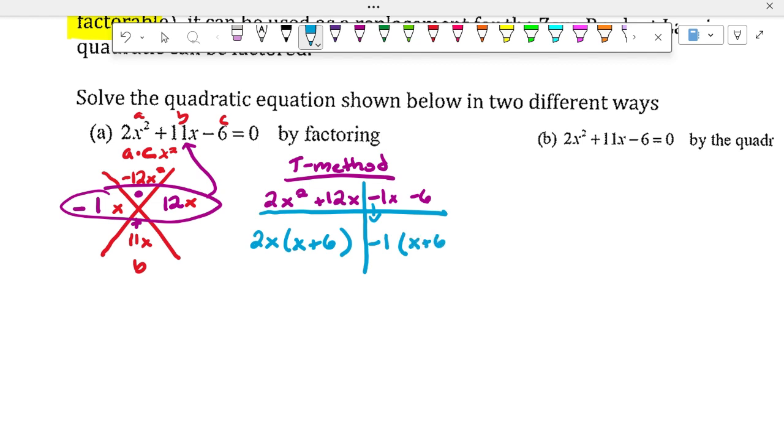X plus 6. So we know it's correct because our two bubbles are the same. So one of my factors is guaranteed to be what? X plus 6. Cross those out. What am I left with for my second factor? 2x minus 1. Good. We're going to set it equal to 0.